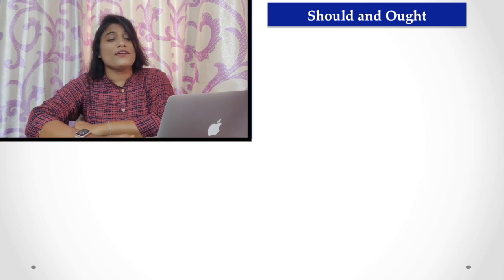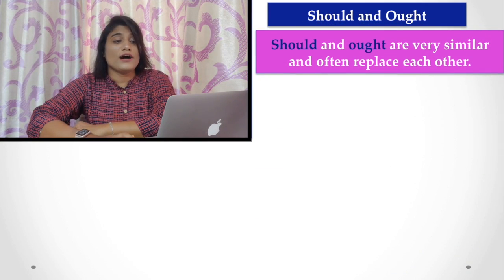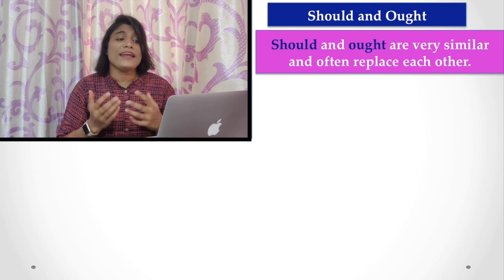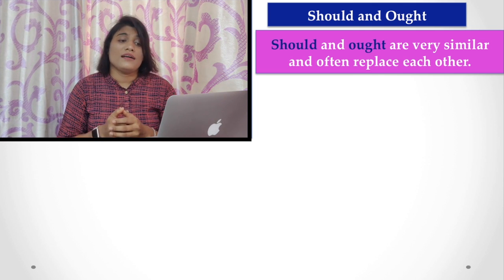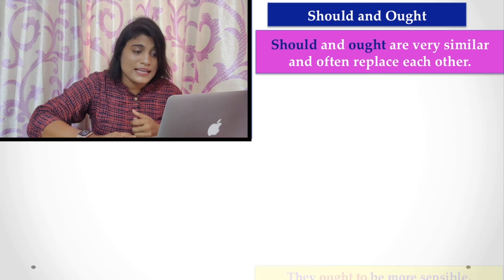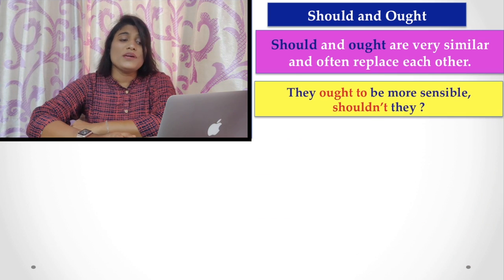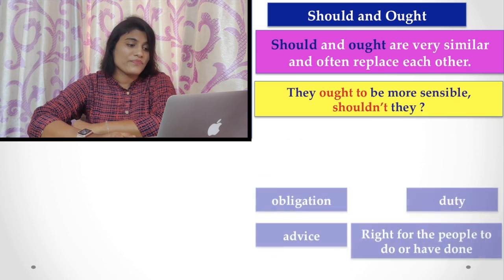Today I am going to tell you some interesting facts about the modal verbs should, ought and must. I am going to tell you where to use them and what the differences between them are in several situations. Let's see. Should and ought are modal verbs which are used very similarly, and often they replace each other. For example, they ought to be more sensible, shouldn't they?